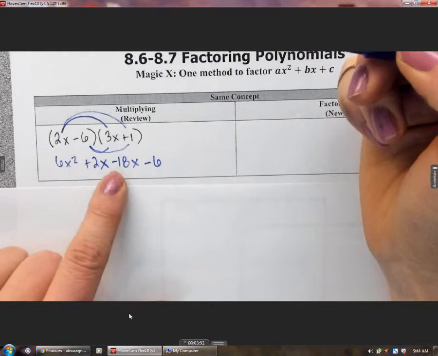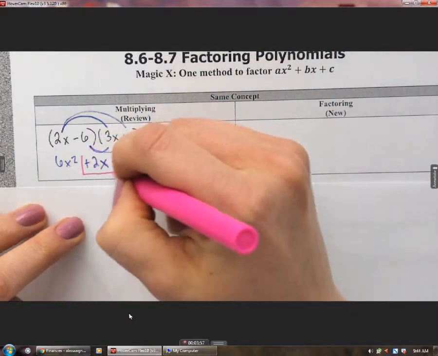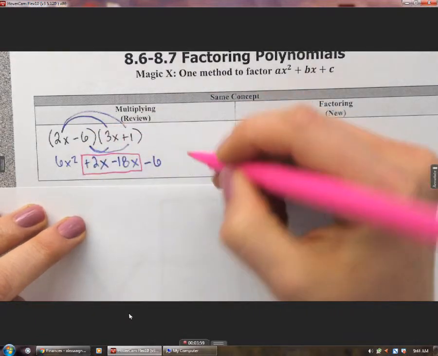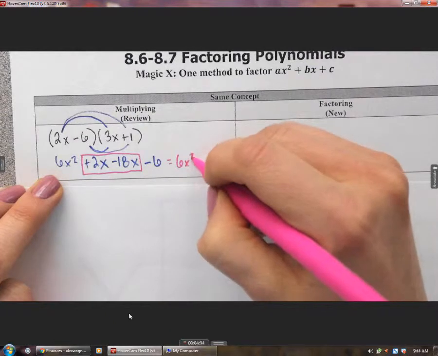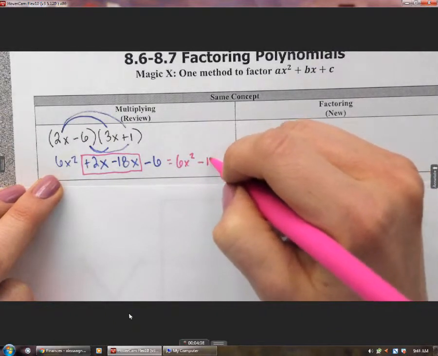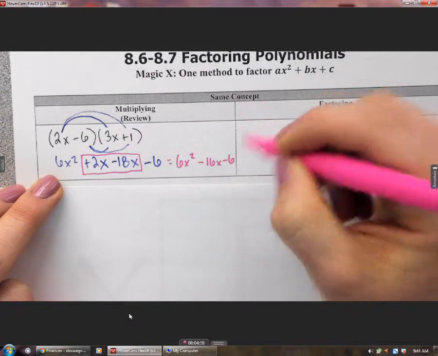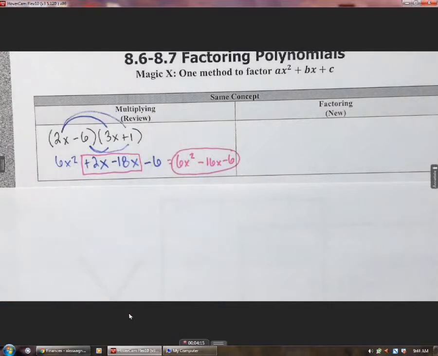What can you do with these middle terms? Yes, you can combine them. They're like terms. So our actual final answer would be 6x squared minus 16x minus 6. That would have been our final answer over here. This is multiplying, this is review. We've done this before. Hopefully that's nothing new.